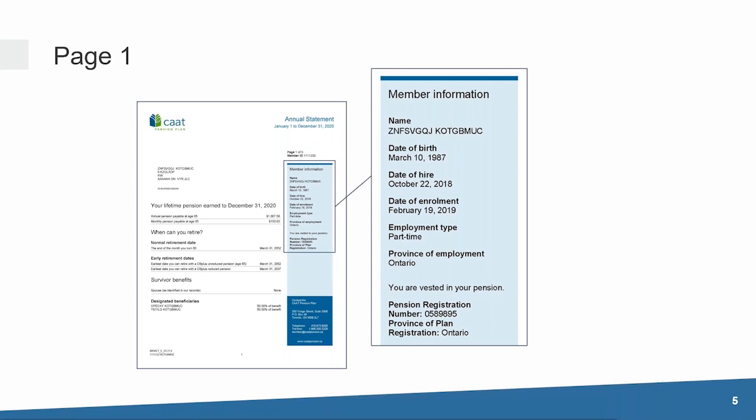On the right-hand side, in the blue section, there will be the member's name, date of birth, date of hire, date of enrollment, employment type, and province of employment. This section also states that the member is vested in the pension and also provides the pension plan's registration number and province of registration.